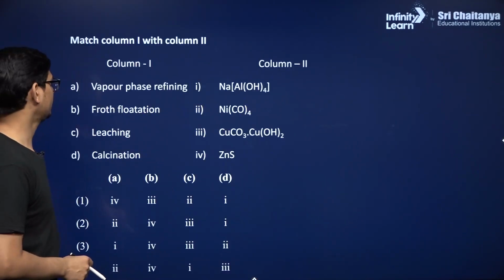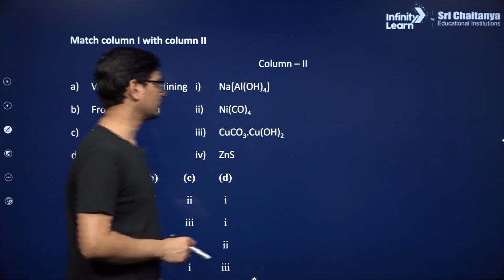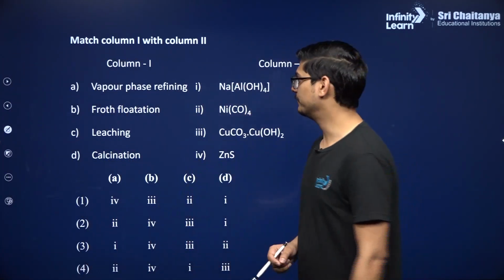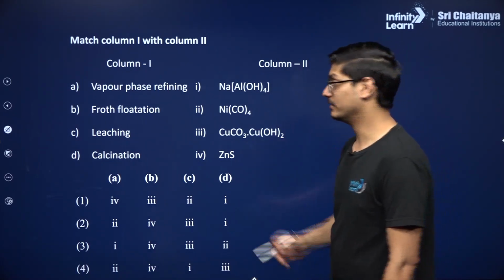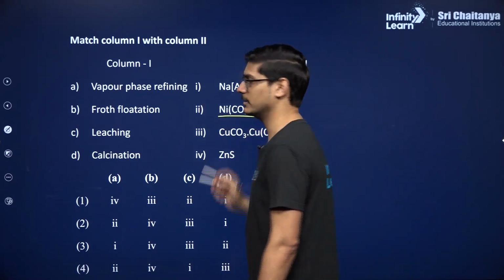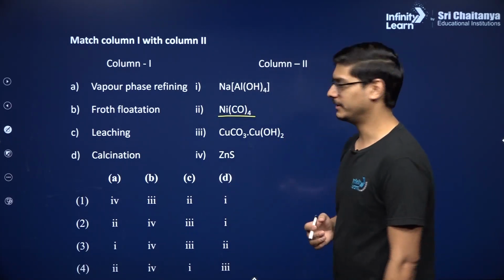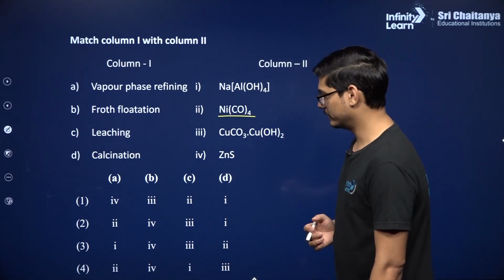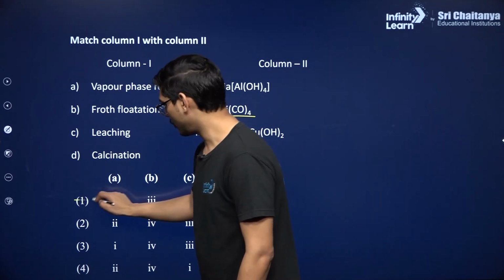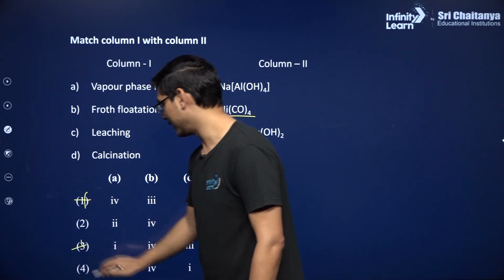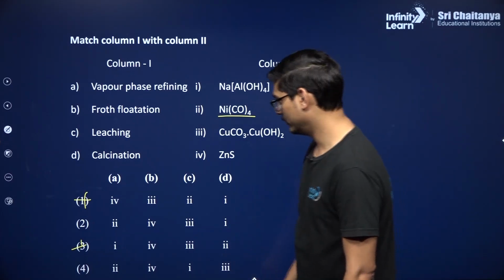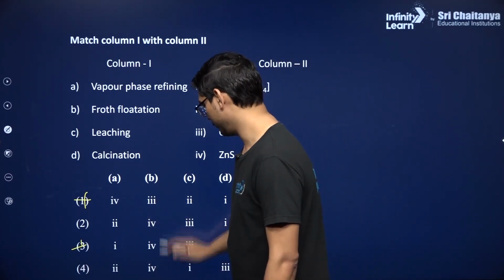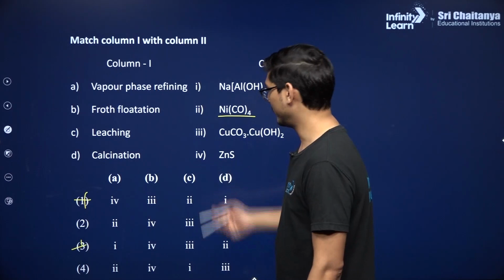All right. In this, a very simple question from metallurgy, vapor phase refining. So which of these compounds can you identify with vapor phase refining? Of course, tetracarbonyl nickel, a method used for the refining of nickel metal. So A matches with second. So options first and third are eliminated. Now we can match B, right? B is fourth, third, first. So we can match C.